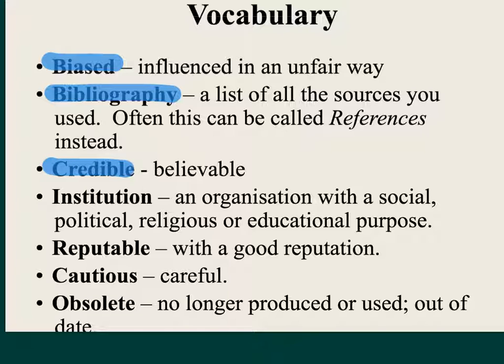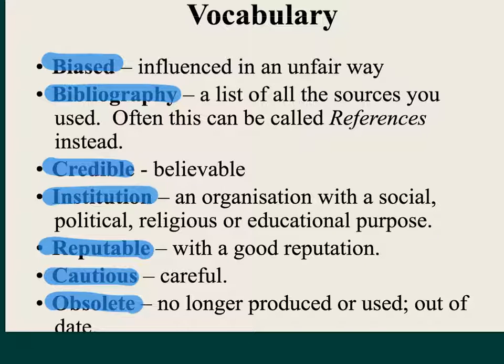If something is credible, it is believable. An institution is an organization with a social, political, religious, or educational purpose. If something is reputable, it has a good reputation, suggesting it could be trusted. If you're cautious, it means that you are careful. And if something is obsolete, it means it's no longer produced or used, or that it's out of date.